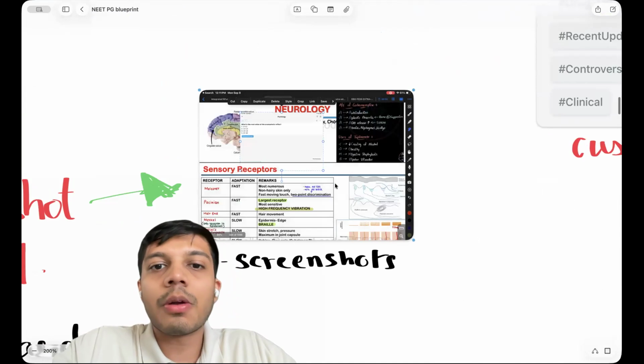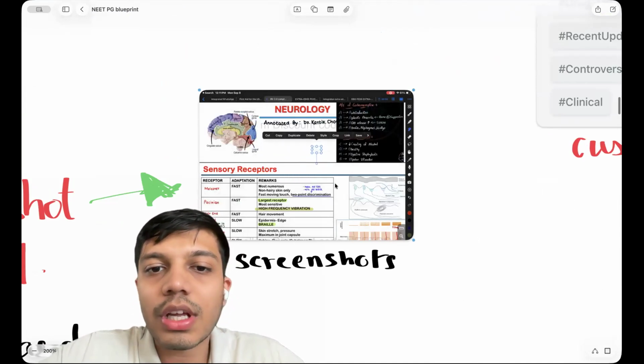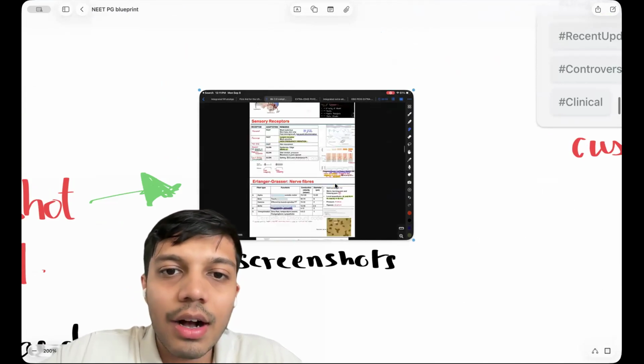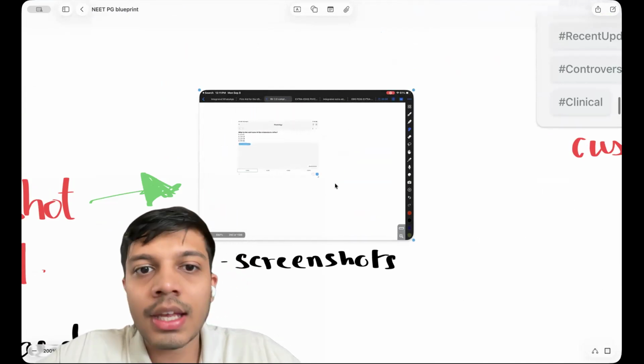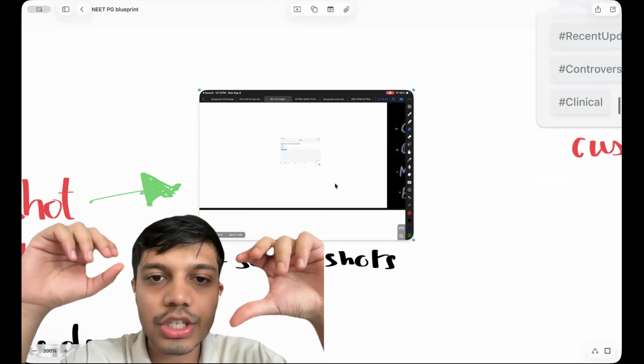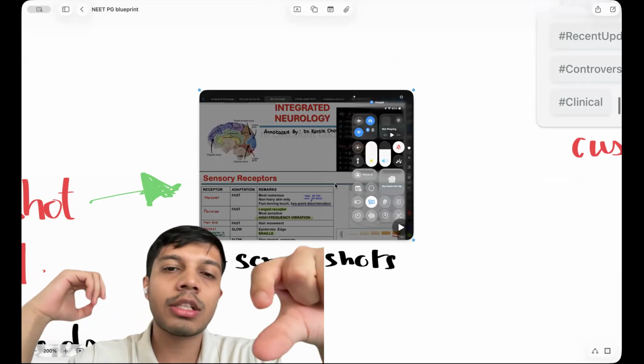So you take a screenshot. Marrow also allows screenshots, and Reflex or any other app also allows screenshots in their Q bank, for any question you consider important. So you just take a screenshot of whatever you want and you paste it in a very small space.